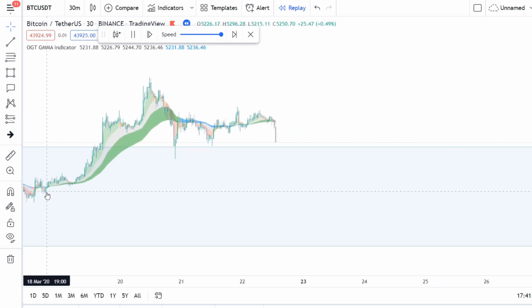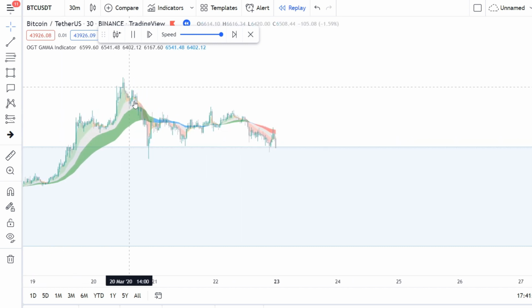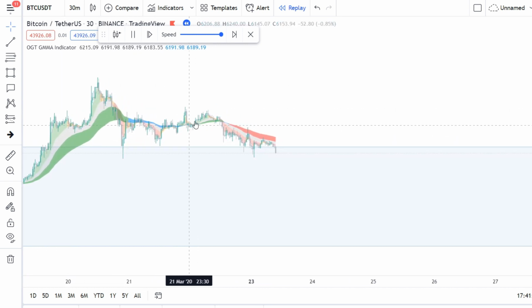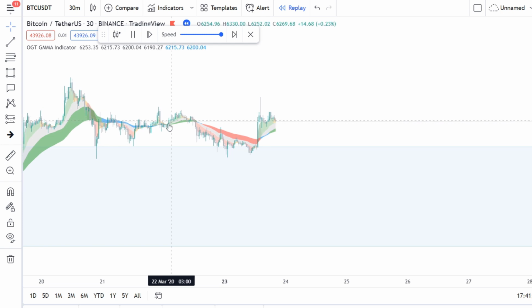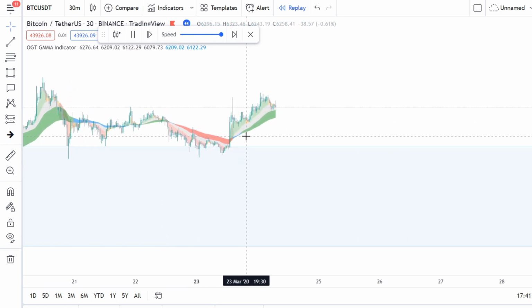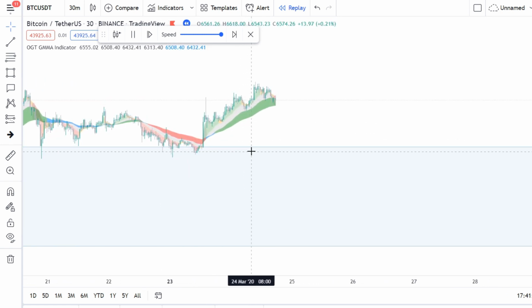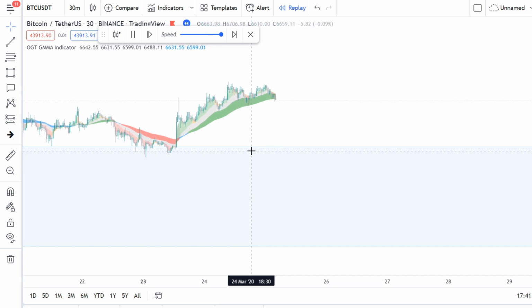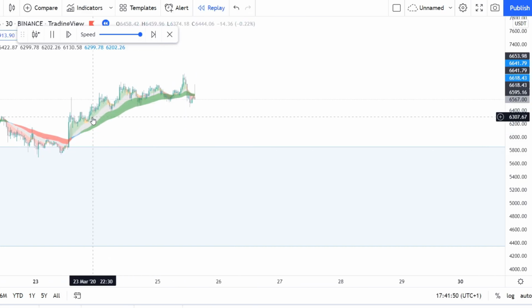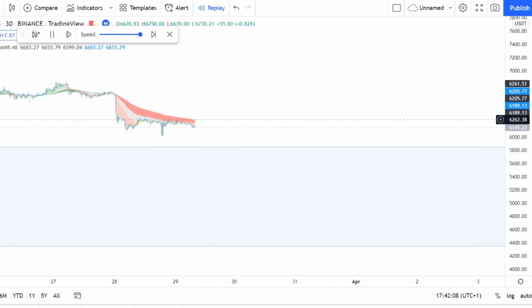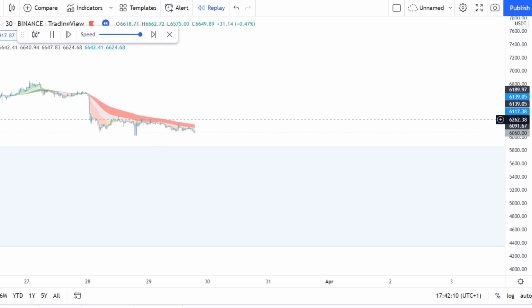Again, here we also see that it was green. We saw a nice move. Again, you can take a position about here, and at the time it was really cheap, $6,000. Can you imagine if you started investing about that time?